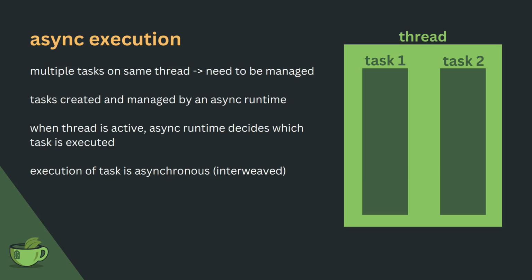Looking at async execution, you can have multiple tasks on one thread, and in this example, to make it very simple, I just have one thread with two tasks on it. However, now we need to manage our tasks ourselves, because the operating system only manages the threads, but it cannot look at what is inside the threads and what the individual tasks are. And this is exactly where an asynchronous runtime comes in, which manages and creates our tasks. So when the thread is active, the asynchronous runtime then decides which of the tasks should currently be executed. The execution of the tasks is then asynchronous, which means interweaved in this case, but on a single thread it can never be parallel.